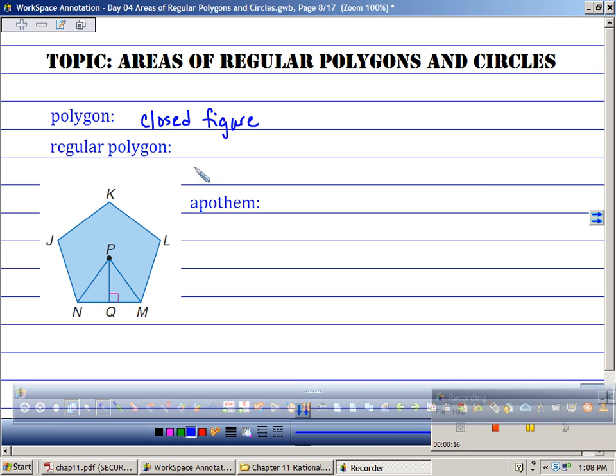And a regular polygon? Not just five-sided, but what about the sides, James? They are the same measure. Good job. So let's say each side has the same measure.